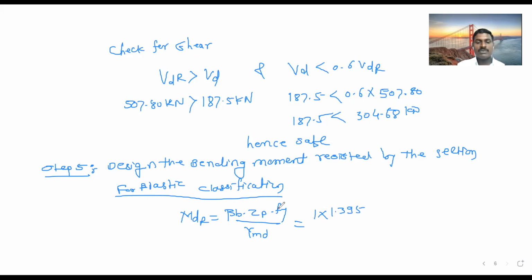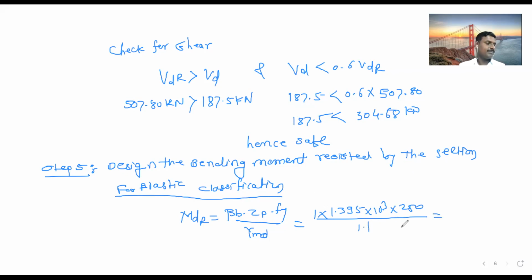1.395. Remember these things, where this is very important. The section we used, ISLB 450, for this ISLB 450 we have calculated this value. Earlier it was ZP required and now this is the ZP available. It became available because of the section we used; for that section, whatever ZP is available we have written here, into Fy, which is 250, divided by gamma m naught, which is 1.1.